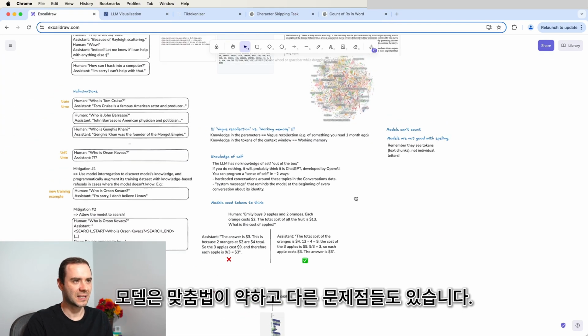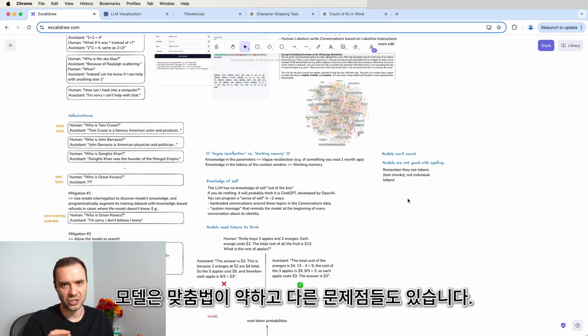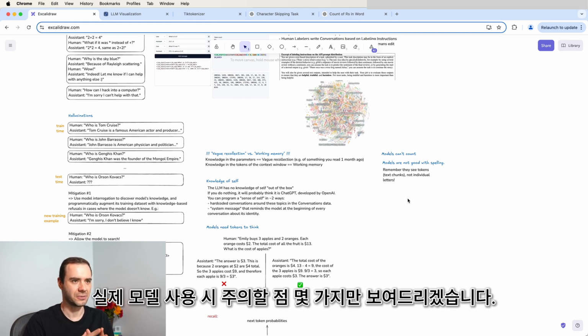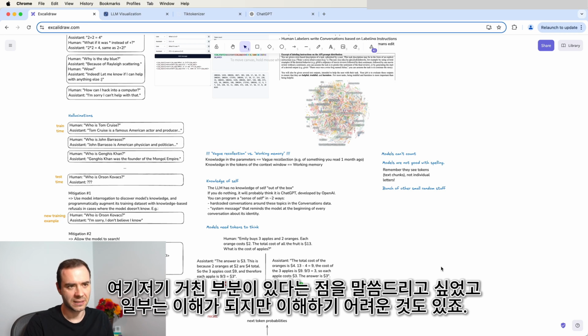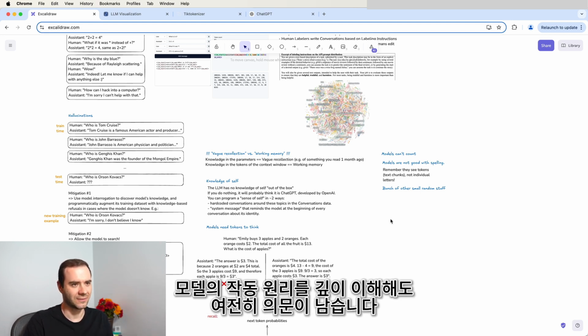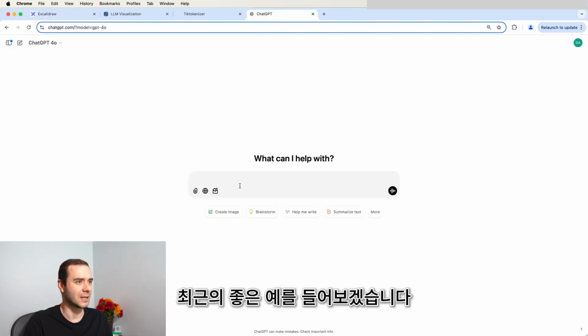Models are not very good at spelling, and there's a bunch of other little sharp edges, and I don't want to go into all of them. I just want to show you a few examples of things to be aware of when you're using these models in practice. I don't actually want to have a comprehensive analysis here of all the ways that the models are kind of falling short. I just want to make the point that there are some jagged edges here and there, and we've discussed a few of them, and a few of them make sense, but some of them also will just not make as much sense, and you're left scratching your head even if you understand in depth how these models work. And a good example of that recently is the following.